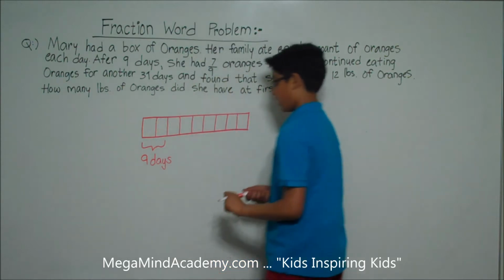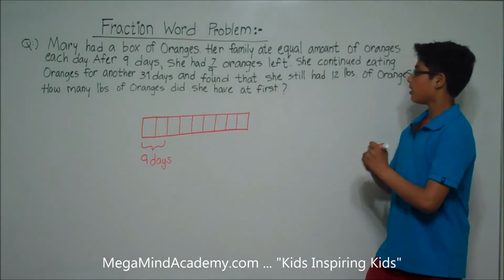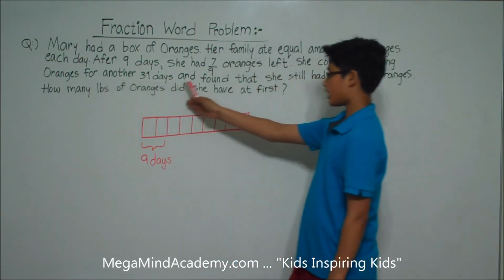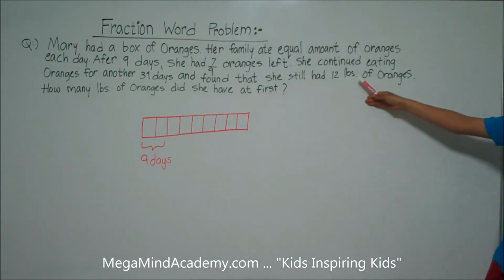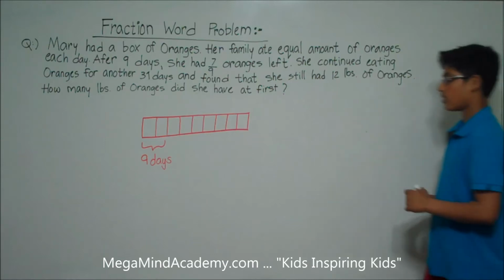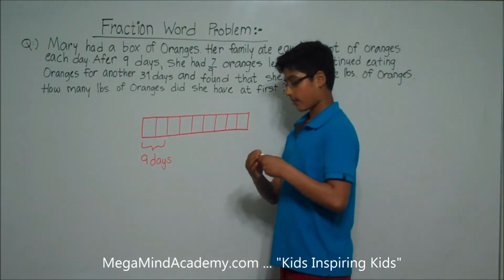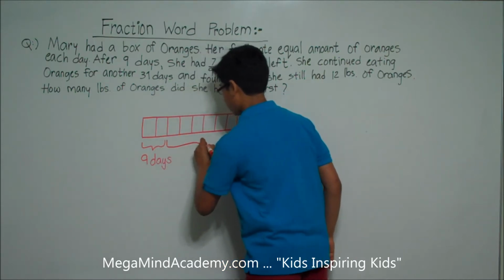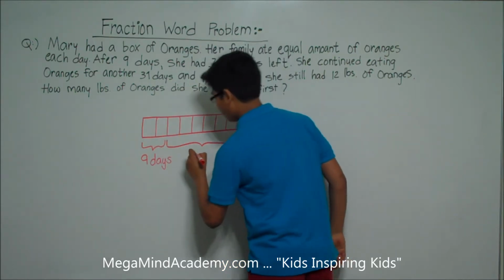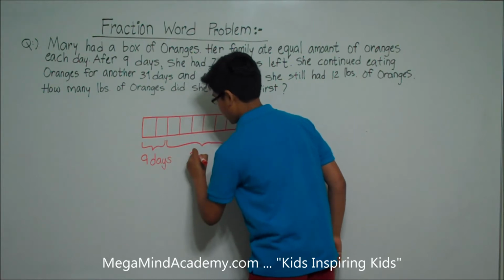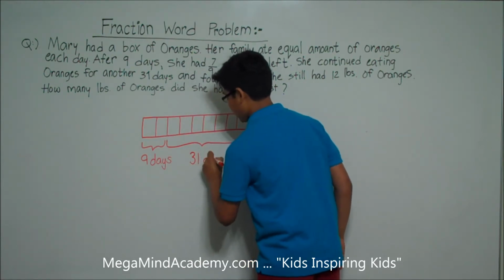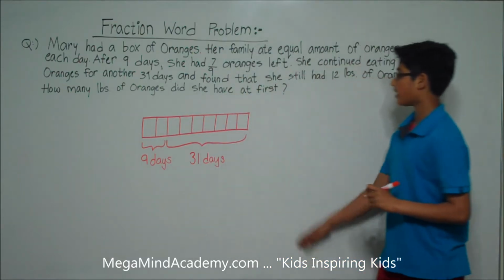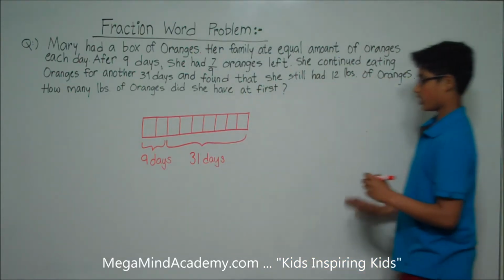Let's keep reading. She continued eating oranges for another 31 days and found that she still had 12 pounds of oranges. So this means that the remaining 7 units are equal to the amount of oranges that can be eaten in 31 days plus the remaining 12 pounds of oranges.